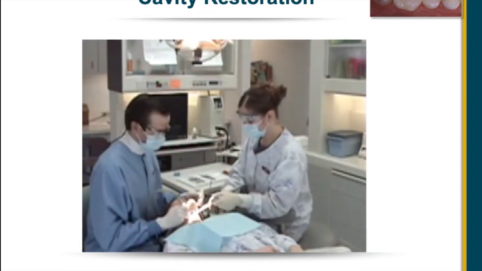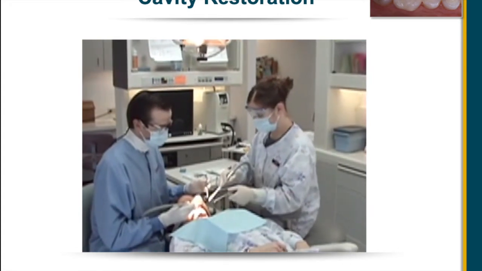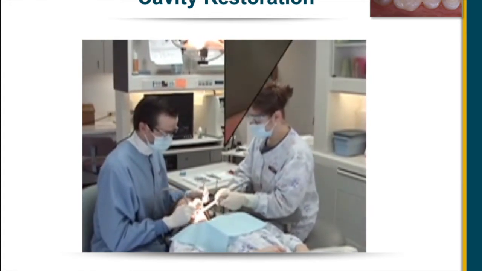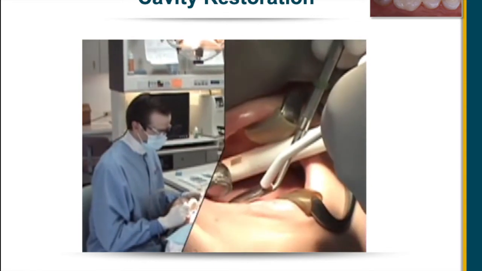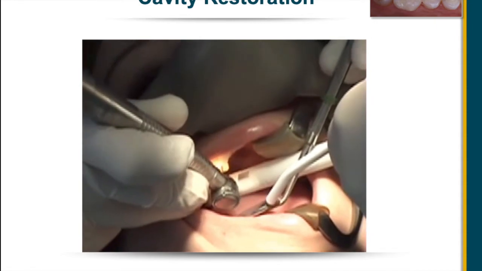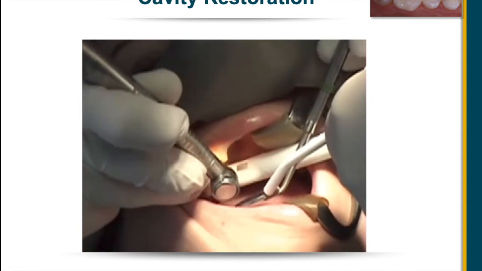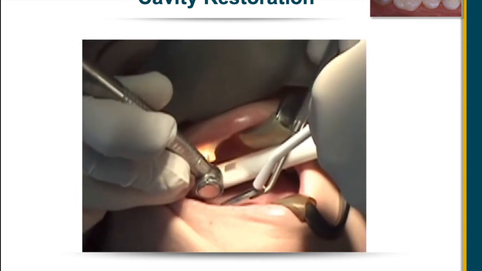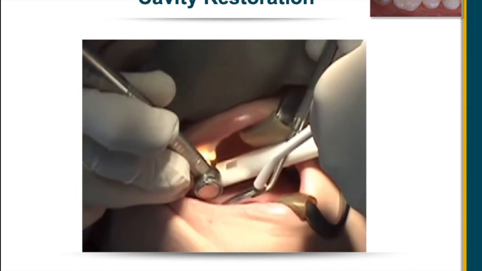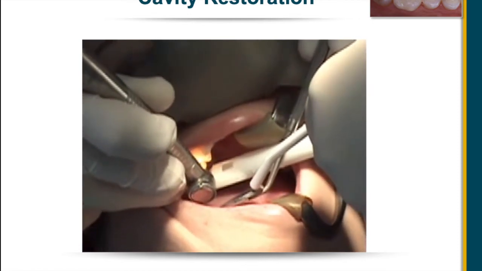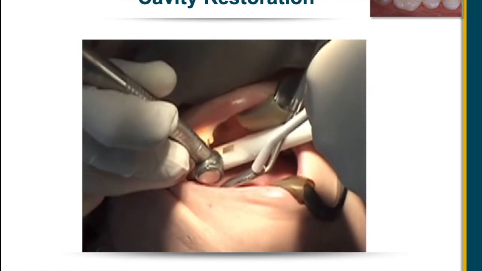Now I want you to note the body position of the assistant. Her back is straight, her elbows are at a 90-degree angle, her neck is generally straight. And as we resume the prep here, again, just note the position of the instruments and how little the assistant moves. The assistant moves only to adjust to the doctor's position.